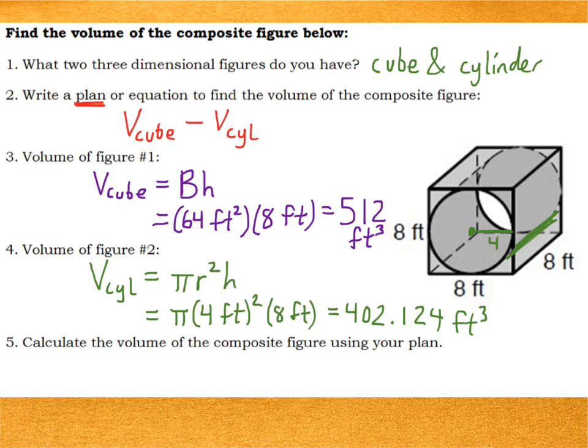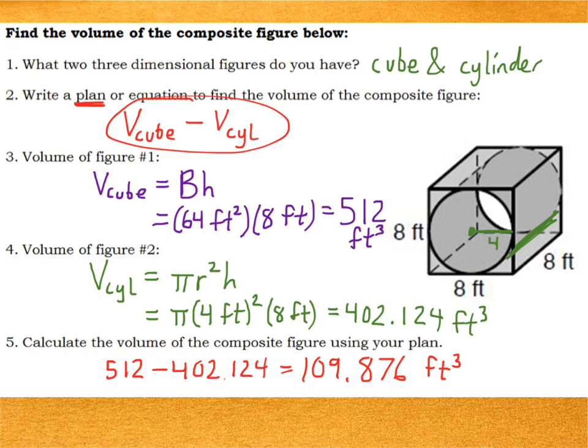Now that I have those two numbers, we can execute our plan. That's 512 minus 402.124, and that leaves me with 109.876 cubic feet. That would be the volume of our figure. That wasn't too bad, right?